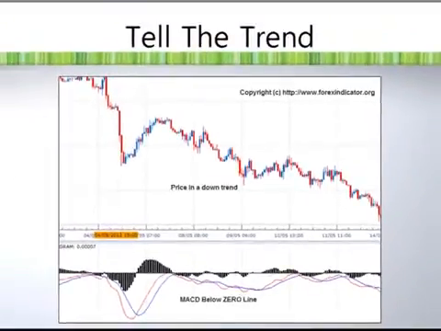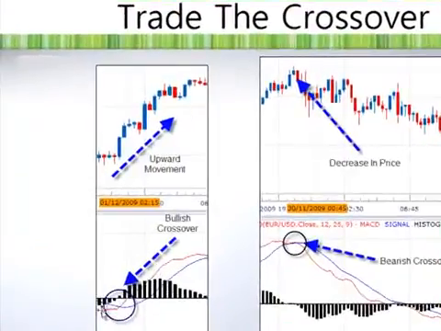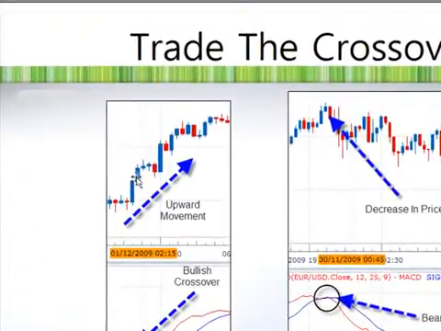This is how I use the MACD indicator to tell the trend every day before I start to trade. Besides telling the trend, we could trade the MACD crossover. You can see that when the red line crosses above the blue line, it's called a bullish crossover. From this, it's telling us that the price is going to move up. After the crossover, the price starts to move up further, and simply from this you can make some profit.